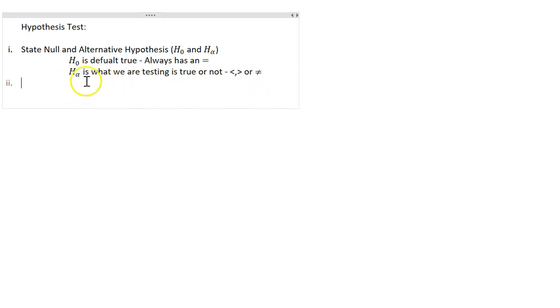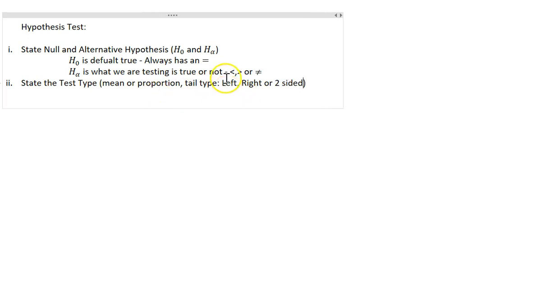The second thing we have to do is state what kind of test we have. We're going to state the test type. Are we talking about a mean, a proportion, a two sample mean, a two sample proportion, a difference of proportions? We're not really there yet, but right now it's either a mean or a proportion, and it is going to be either a left tail, right tail, or two-sided.